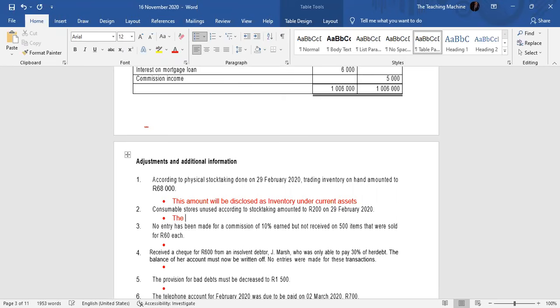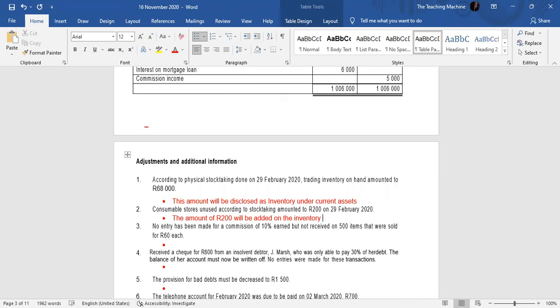Okay. The amount of 200 will be added on the inventory. Now, under inventory, what should be the total amount? It should be 68,200. You have 68,000 from the trading stock. You have 200 from the consumable stores on hand.